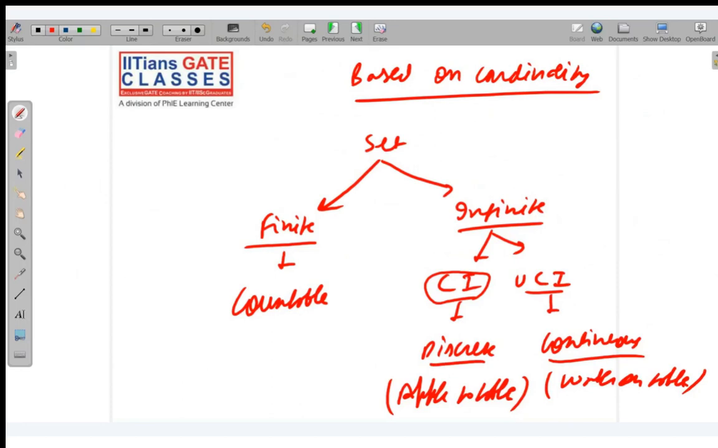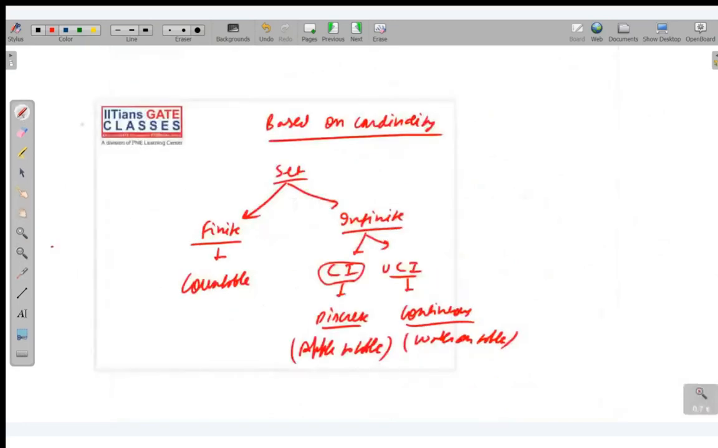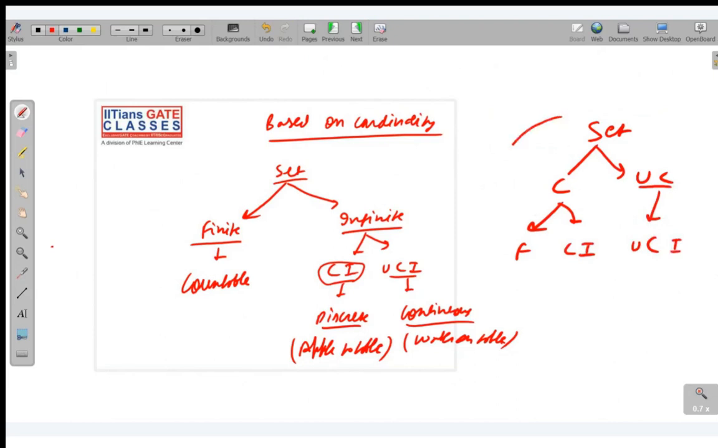Another way of dividing the set, let me do it here itself. A set can be countable or uncountable. Countable can be of two types: it is either finite or countably infinite. Uncountable is only infinite, UCI only. It is of only one type, one and the same thing. You can take that also. We have studied these things in TOC. So let me jump to the next slide.